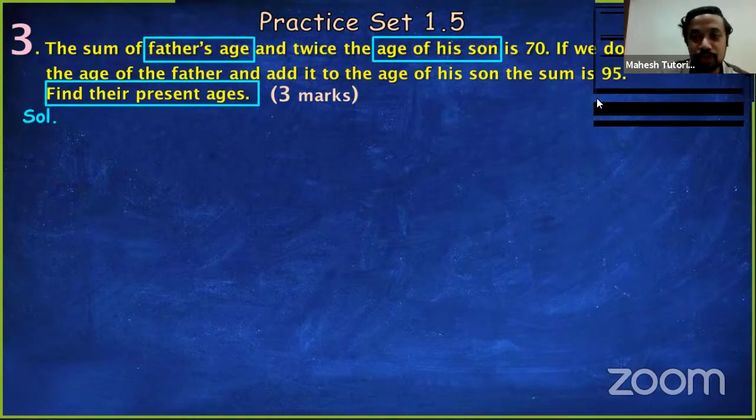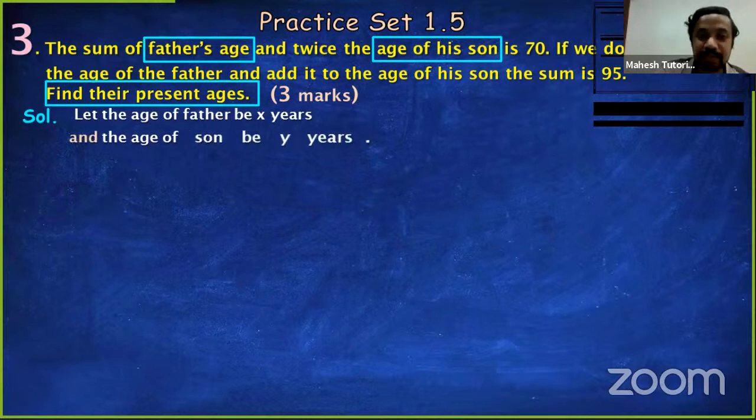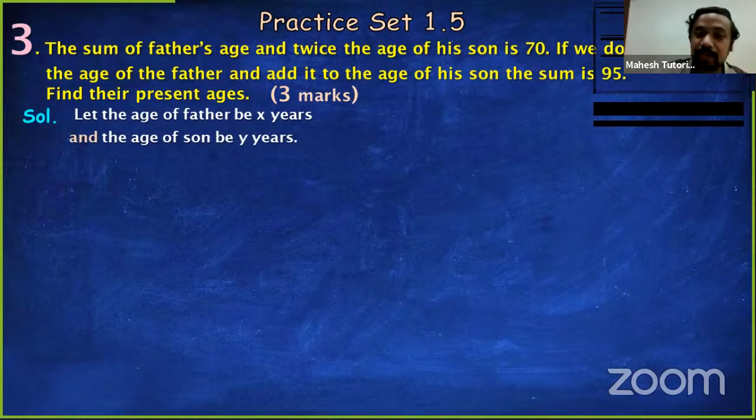So students, again, two things have been asked to find, so in that case we'll assume one of them as x and the other one as y. So the assumption statement would be, let the present age of father be x years and the present age of his son be y years. So as per our assumption, at present father is of x years and at present son is of y years. Now let us start with the first condition which has been given to us in the question.